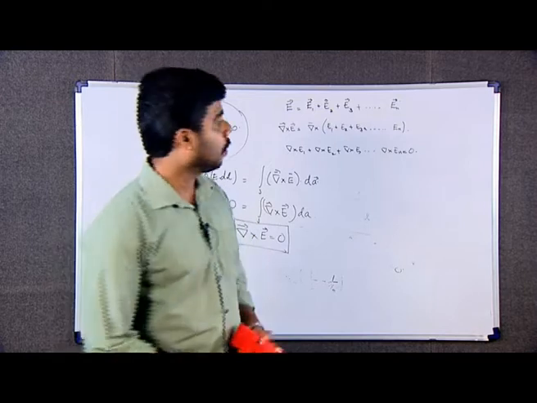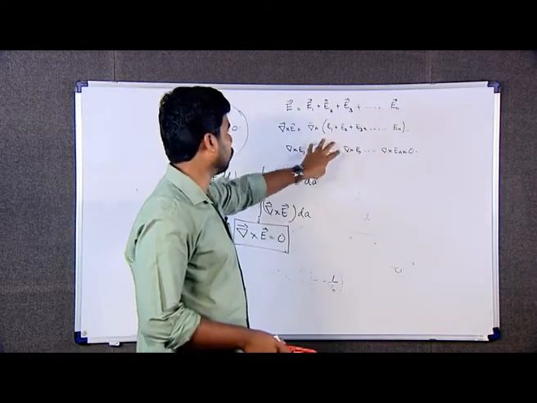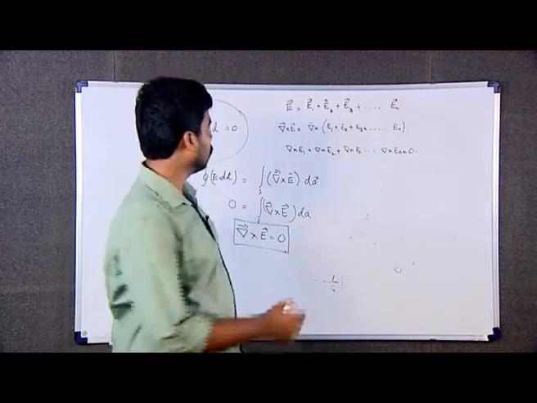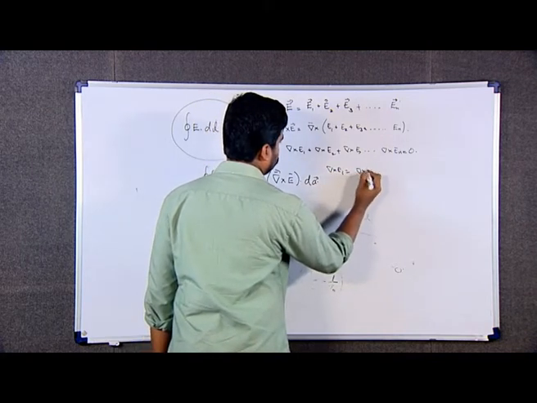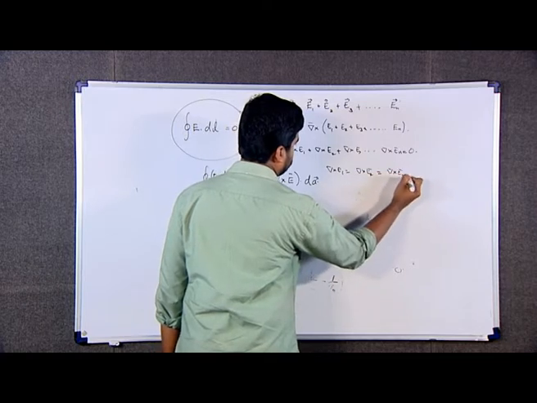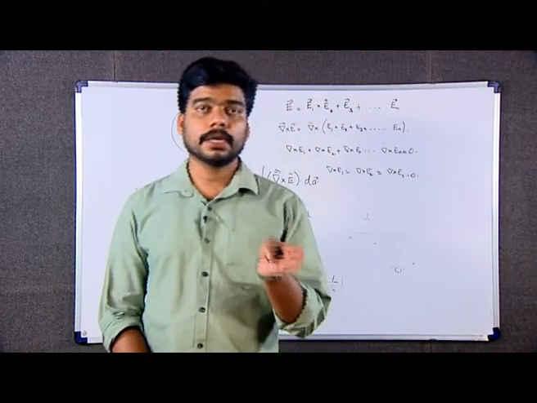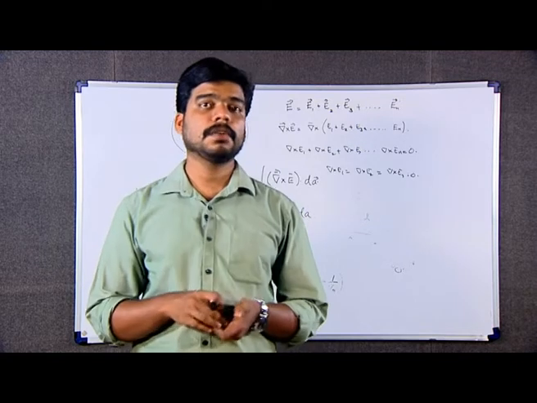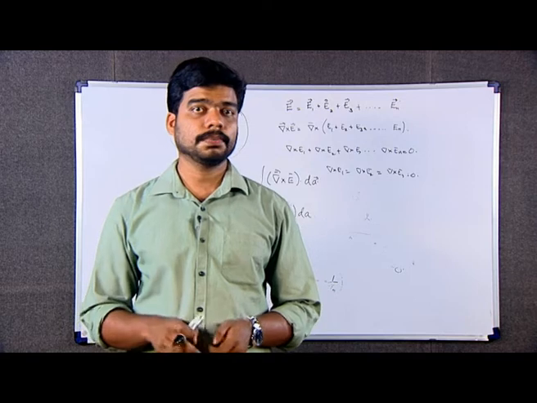That means whatever may be the electric field produced by individual charges, its curl must be equal to 0. That means del cross E1 must be equal to 0, del cross E2 must be equal to 0, and del cross E3 must be equal to 0. Del cross E1 plus del cross E2 plus del cross E3, individually, if they are 0, then the sum must be 0.